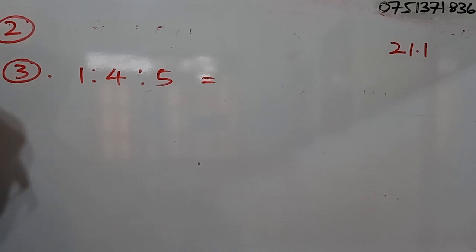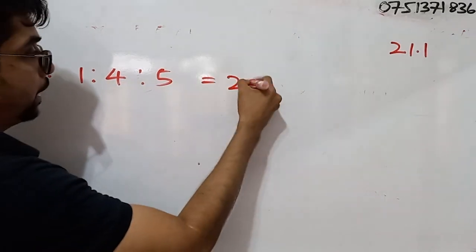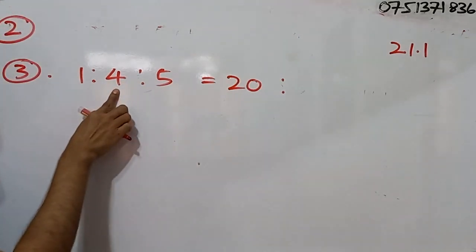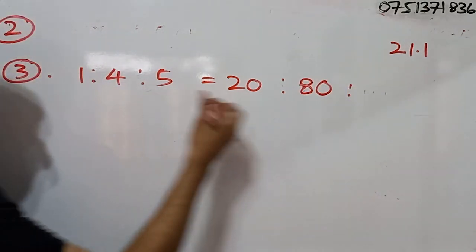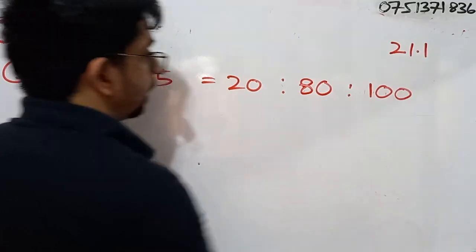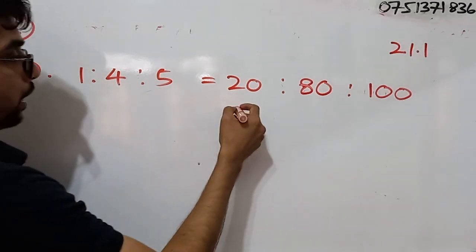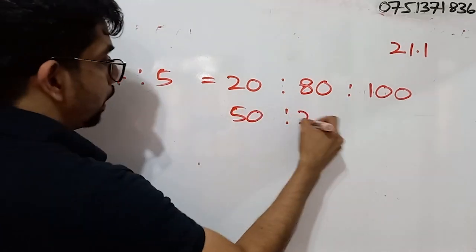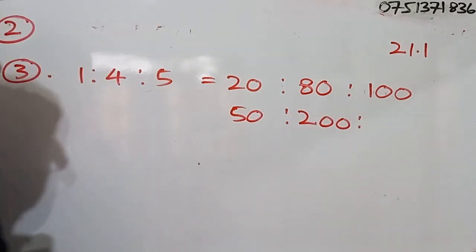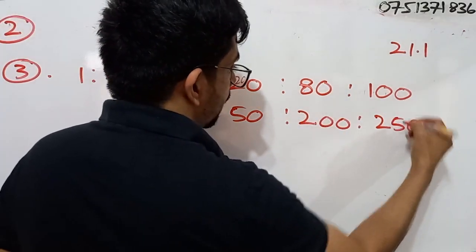Right. So for this ratio, I will multiply the first term by 20. So 1 into 20, that is 20. 4 into 20, that is 80. 5 into 20, that is 100. So for the next ratio, I will multiply each of the terms by 50. So 1 into 50, 50. 4 into 50, 200, right? 5 into 50, that is 250.